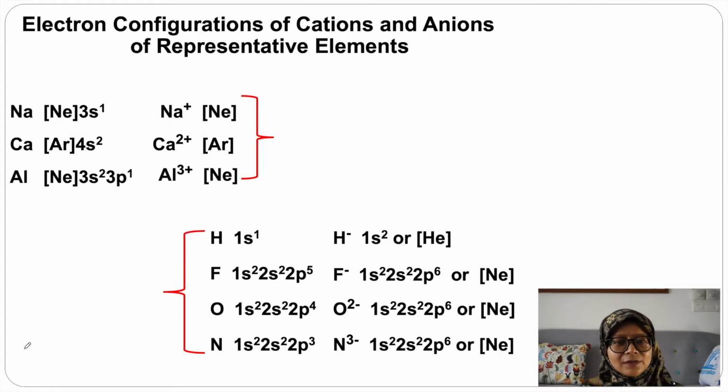So in this slide, we have the electron configuration of cations and also anions. What are cations and what are anions? As you know, cations have a positive charge, and anions have a negative charge. So how do we write the electron configuration for cations and anions? Let me show you.